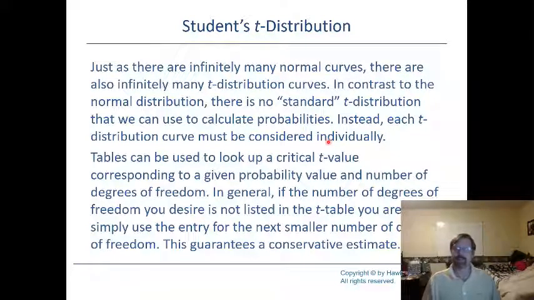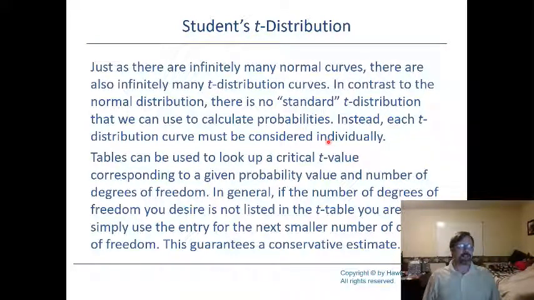In spite of this, we still use tables to look up things related to the t-distribution. We use tables to look up the critical t values. These are just like the critical z values we talked about in the last section. And these critical values correspond to a given probability value and number of degrees of freedom. So see an example of what the table looks like in the next slide.